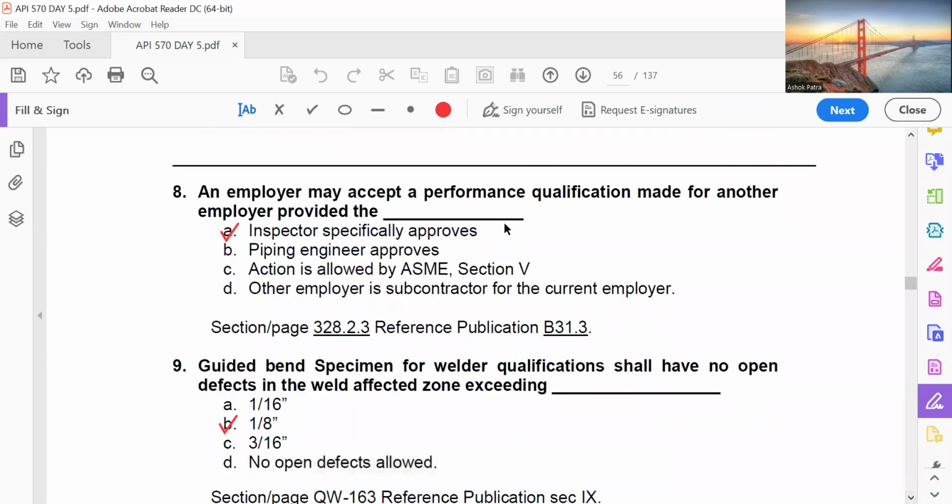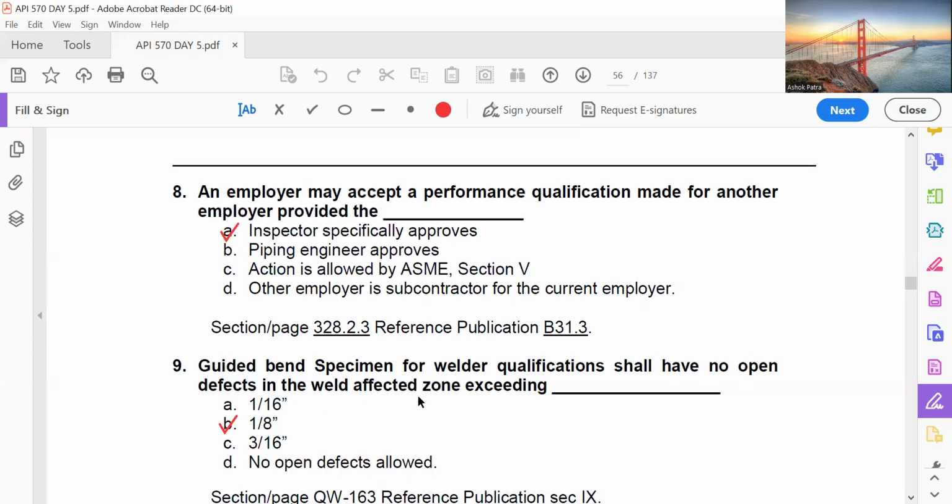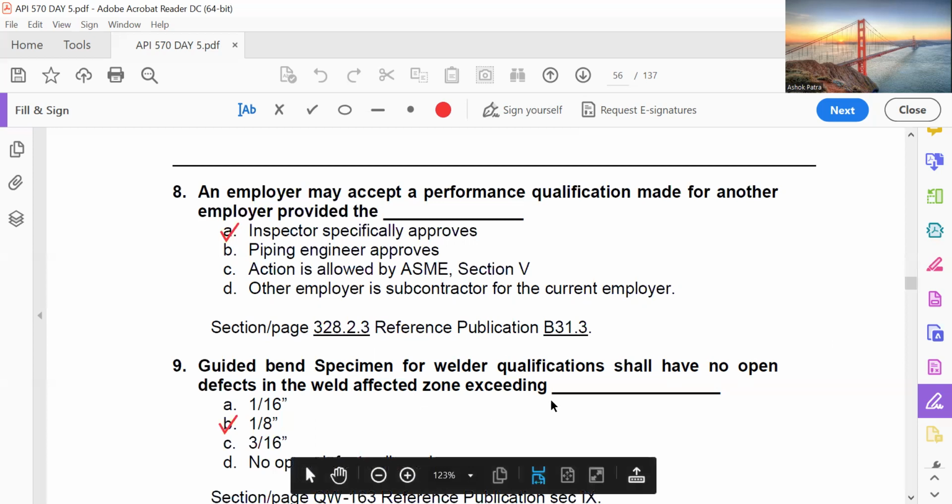The employer may accept a performance qualification made up for another employer provided the inspector specifically approves. Guided bend specimen for welder qualifications shall have no open defects in the weld or heat affected zone exceeding 1/8 inch.